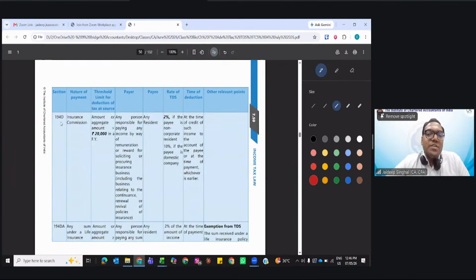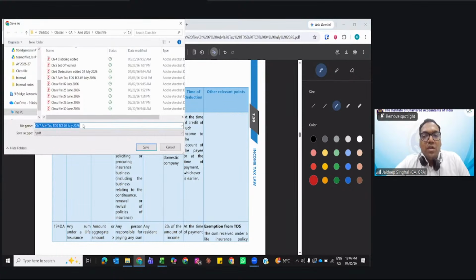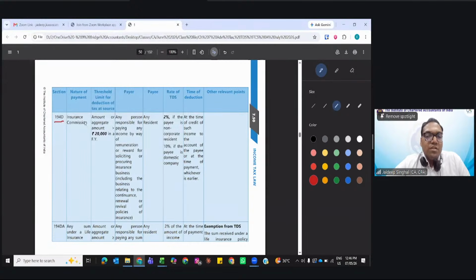194D, insurance commission. All other commissions were covered in 194H. Now if you are an insurance agent and the company pays you insurance commission, and it is greater than 20,000 in the financial year, then the TDS is 2% for a non-corporate. In case of a corporate person, the rate is 10%. This TDS is deducted.